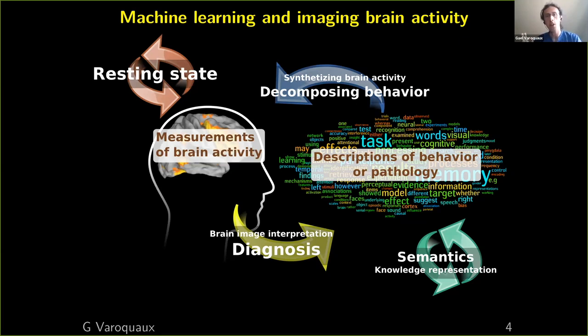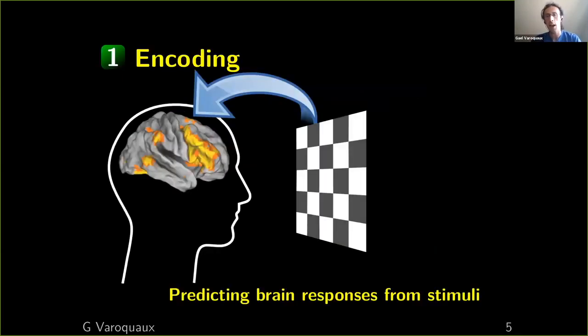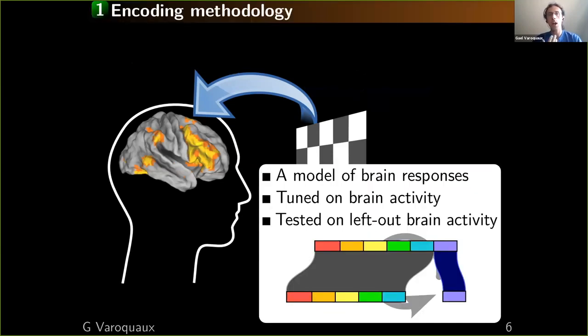And so let me first start with encoding, so predicting brain responses from stimuli. The methodology of encoding is that we're building a model of brain responses and we're tuning it on brain activity. And if we're doing this with machine learning, we're going to test this model on left out brain activity. So we're going to build a model of brain activity given the behavior, and we're going to use computational modeling, which is basically statistical machine learning, to do this. And then we're going to test whether this model explains well left out brain activity.